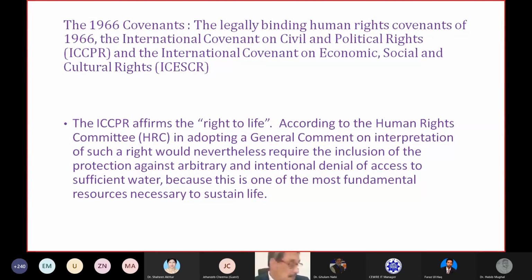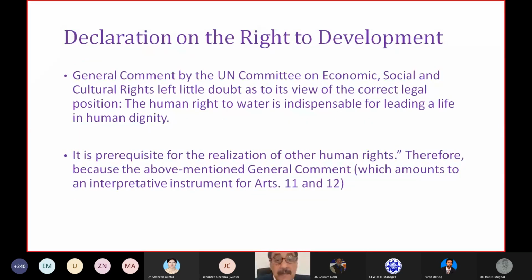Contrary to that, we can debate environment versus development, and rivers to flow versus development. But then comes the declaration on the right to development, and the general comment of the UN Committee on Economic, Social, and Cultural Rights. The doubt left has been removed to make it a correct legal position. The human right to water is indispensable for leading a life in human dignity. It is a prerequisite for the realization of other human rights.